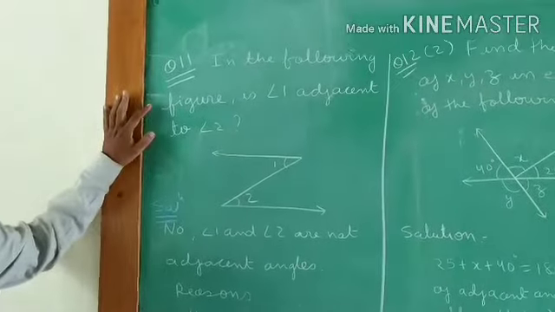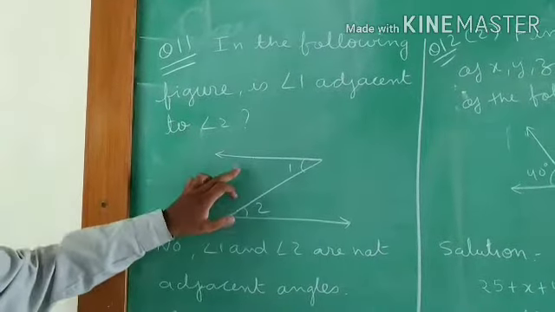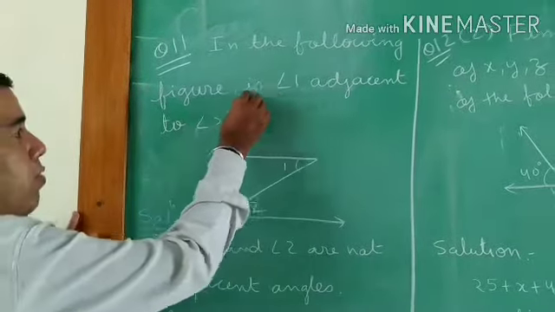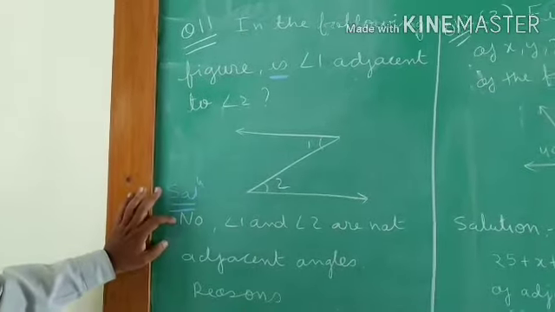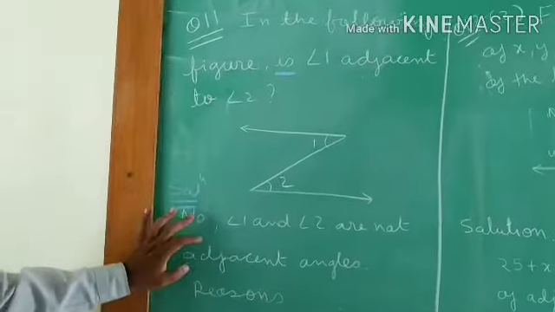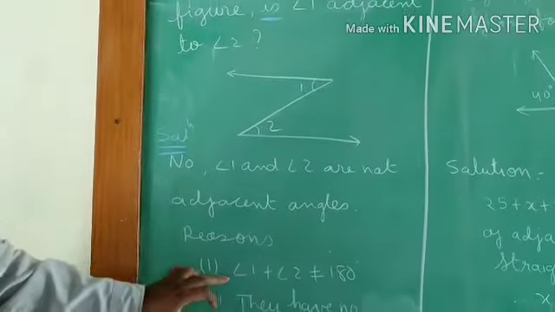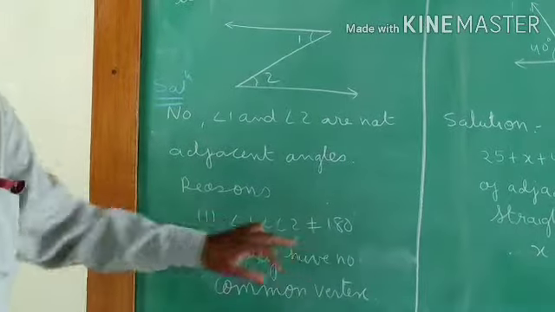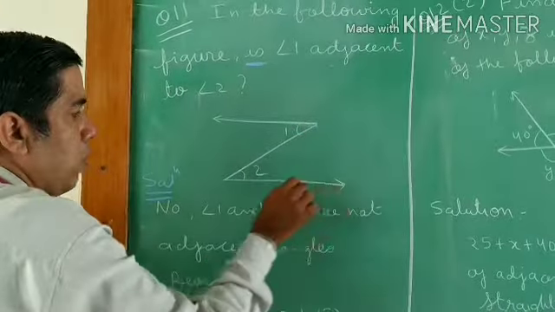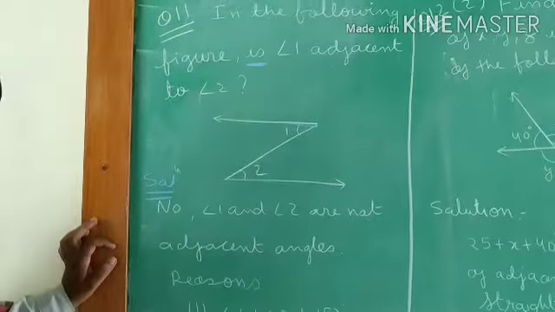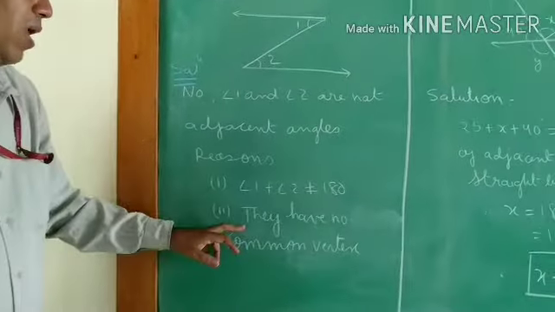Question number 11. In the following figure, angle 1 is adjacent to angle 2. They are asking, is angle 1 adjacent to angle 2 in the given figure? The answer is no, angle 1 and angle 2 are not adjacent. The reason: first, angle 1 plus angle 2 is not 180. It is not given that these two lines are parallel, so they can be equal, they can be 180, they cannot be 180. So we cannot take it as equal to 180. And they have no common arm.